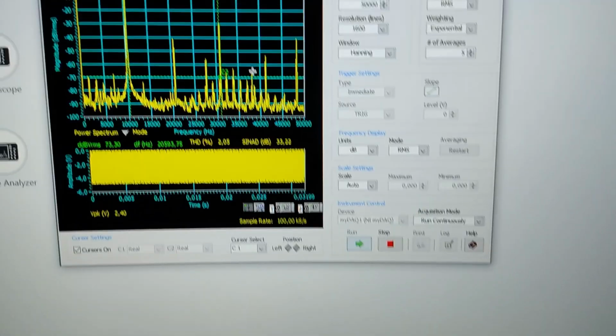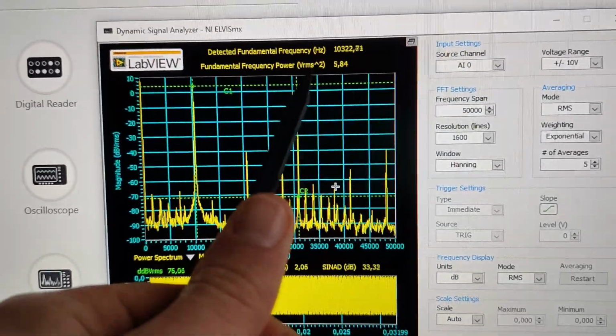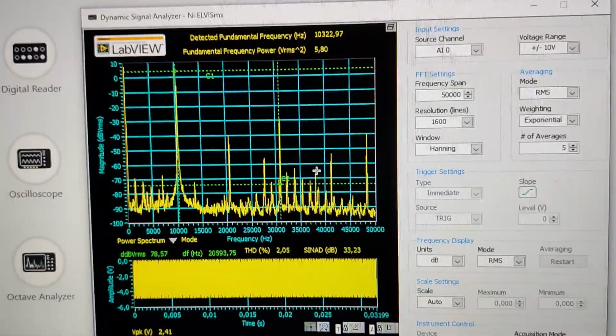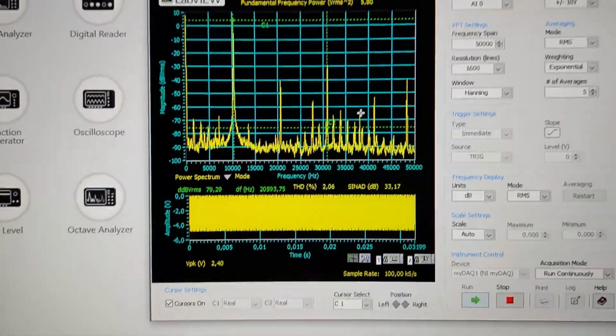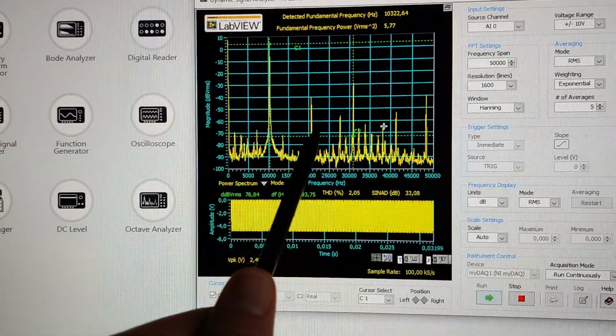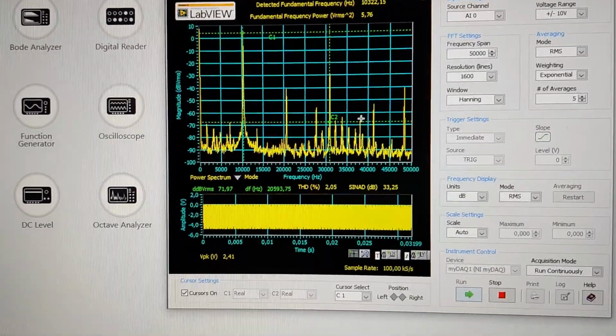The frequency analysis looks like this. We can also see here that the fundamental frequency is around 10.3 kHz with peaks at multiples of 10 kHz. So at 10 kHz, 20 kHz, 30 kHz, 40 kHz, and so on.